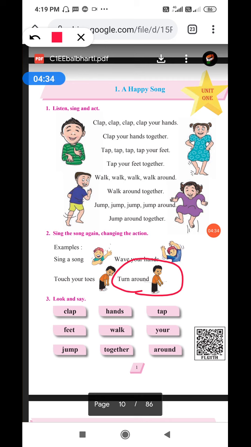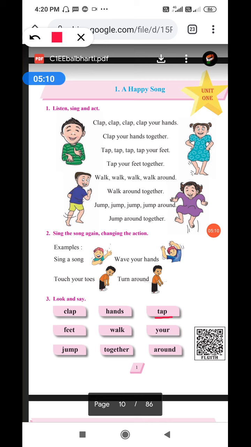Now we will see our third one. Look and say. आपको ये देखना है, then आपको ये बोलना है. That is look and say. Come on, say with me. Clap. C-L-A-P, clap. What does it mean? Taali bajana. What is this? H-A-N-D-S. This is hands. H-A-N-D-S, hands. Hands means हमारे हाथ.